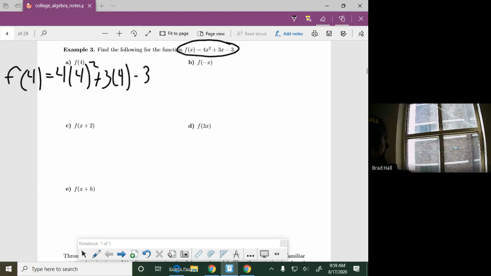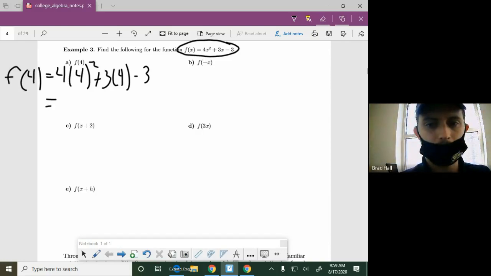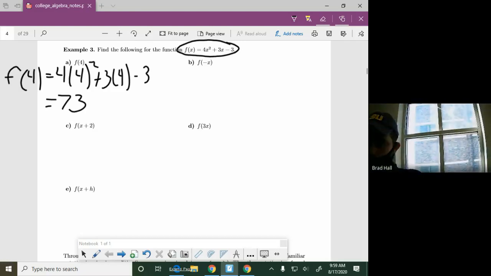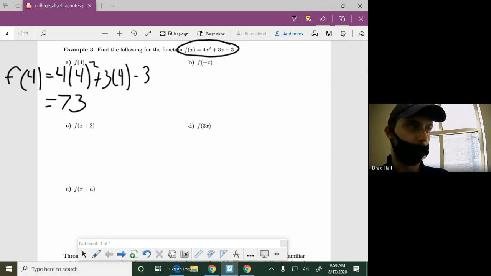And so naturally, this is a bunch of numbers. We can solve it. 4 squared is 16. 16 times 4 is 64. Plus 12 is 76. Minus 3 is 73. So hopefully my math is right. So just a bunch of numbers. The answer is 73. So, all right, cool. Let's move on to part B.